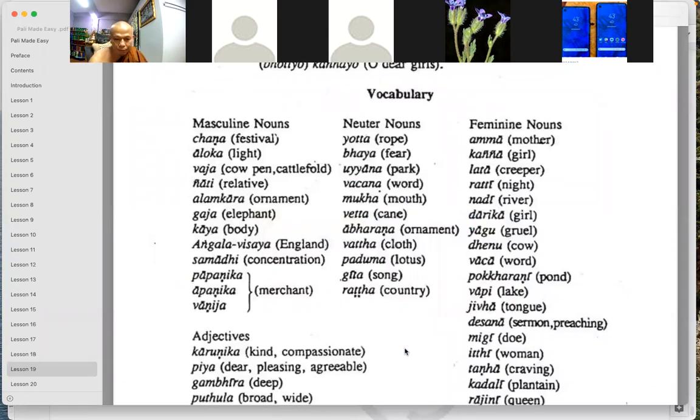And then daraka, darika, and the go, guru, dhenu, cow. The word vajja: here masculine noun, neuter noun, vachana also means word. But here feminine noun, vacha also means word. You know, the same meaning, but different gender. So vacha and the vachana. And the pokkharani is pond. So vapi is lake. And jivha, tongue. And desana, sermon or preaching.